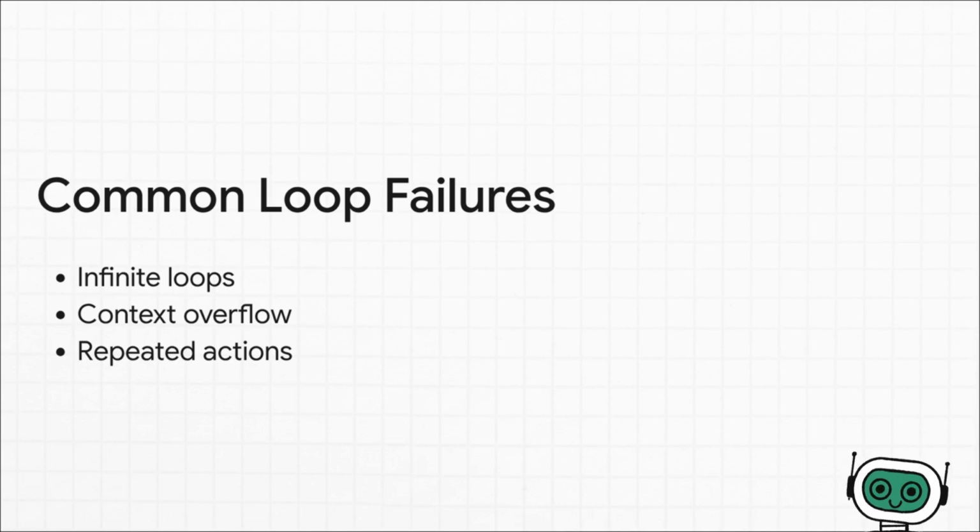Without those safety stops, you get infinite loops. And as your loop runs, you constantly risk context overflow, which is where the growing history of tool outputs exceeds the model's token limit, causing the whole thing to crash. You also have to write programmatic interventions to detect if the model gets stuck in a hallucination loop, blindly repeating the exact same failed database query over and over again.